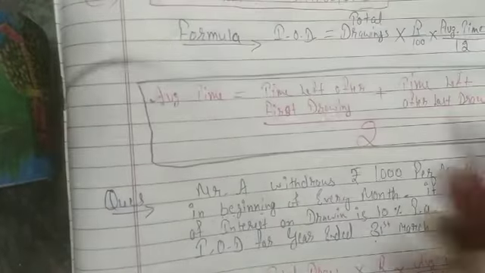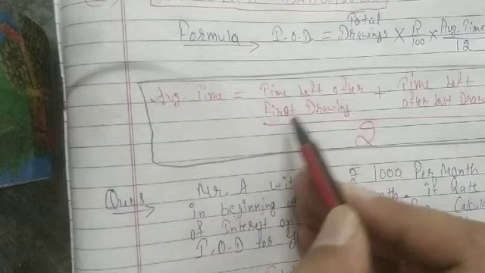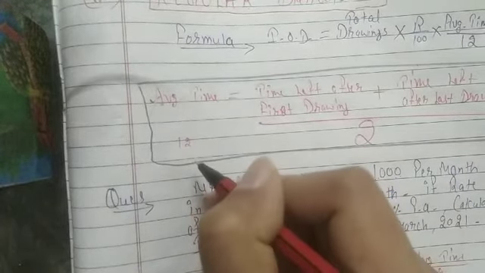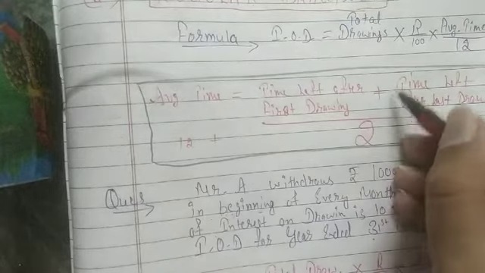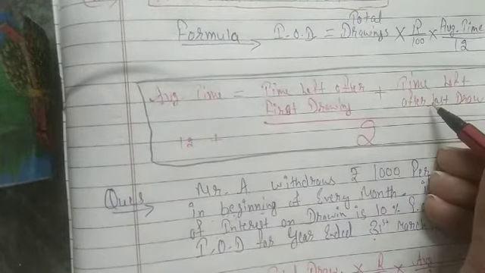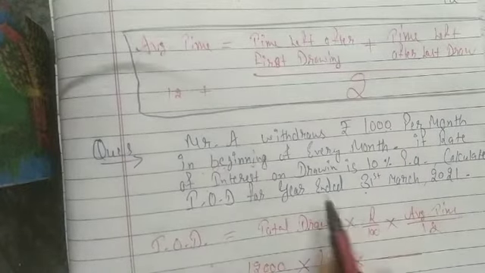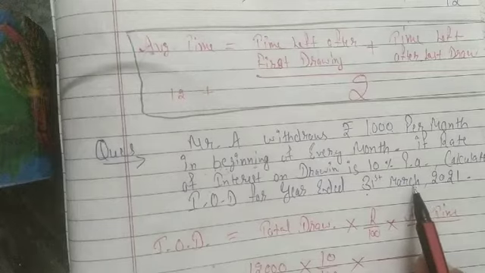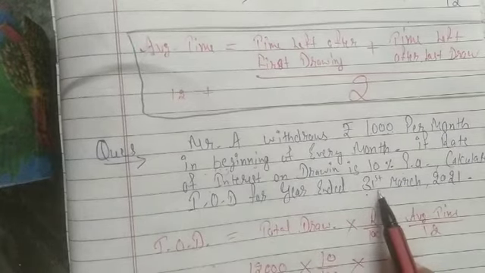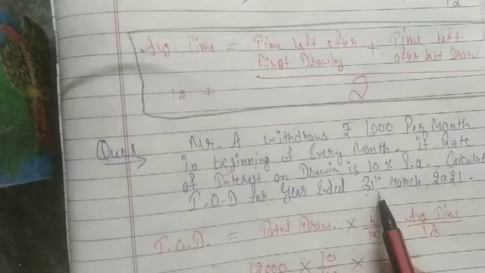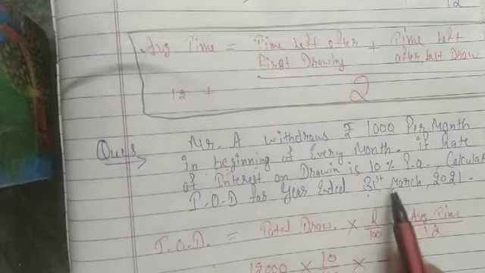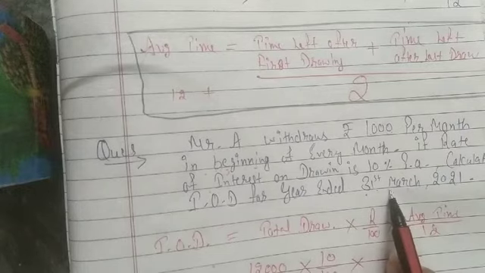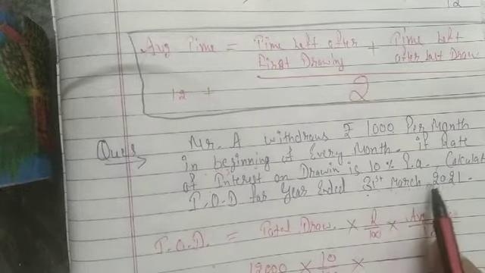So time left after first drawing on 1st April will be 12 months, 1st April to 31st March, plus, see, time left after last drawing. Now when he has made last drawing he must have made on March month. When? In the March month, in the beginning. So last drawing he must have made on 1st March 2021. So time left after last drawing means 1st March 21 to 31st March 21.